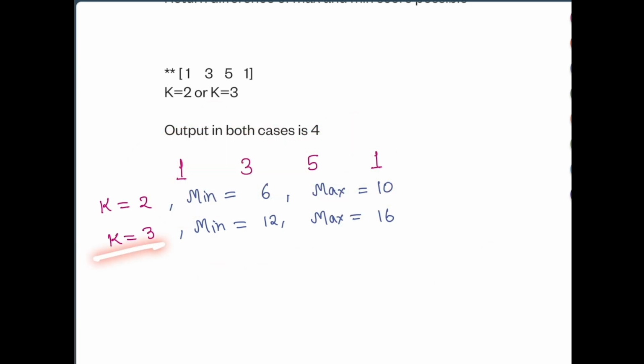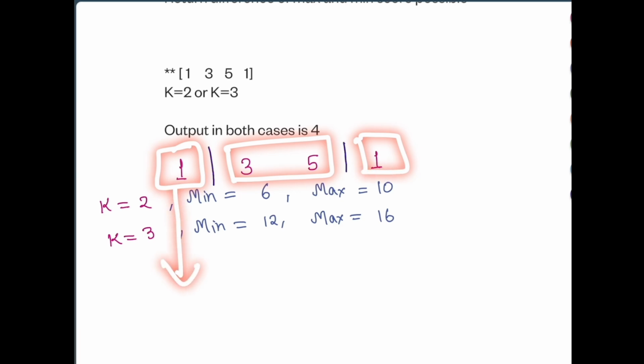Now in case of k equal to 3, how can you split it to get the minimum? So to get the minimum, make a split at this point and this point, and you will notice that you have this as a subarray, this as a subarray, and this as a subarray. Put it into 3 bags.